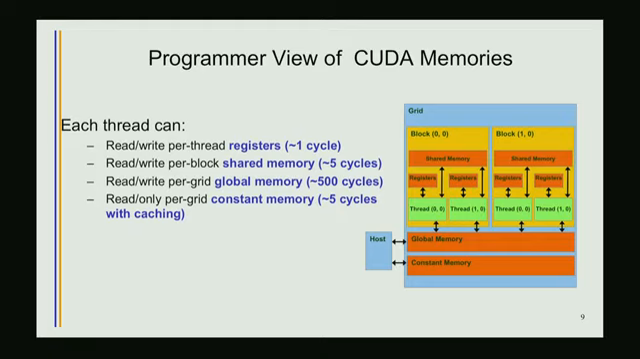Small and close versus large and far away. It's kind of the principle. So registers are close. They're one, two, a few cycles away. Shared memory, which we will talk about extensively, is, say, 5 to 10 cycles away. Global memory, which we've talked about already, is the off-chip DRAM that's on the GPU board itself, 500 to 1,000 cycles away.